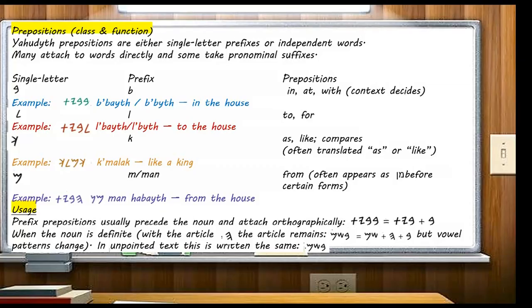So let's take beith or baith. So if we're saying in, let's use the house. So we're looking at the relation to the house. Of course, house is beith or baith. So if you're saying in house, at house, with house, you would say babith or babaith.